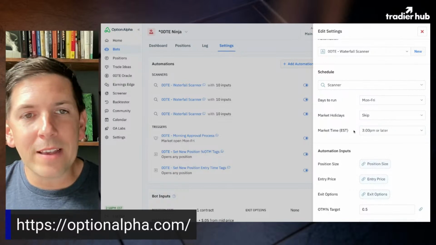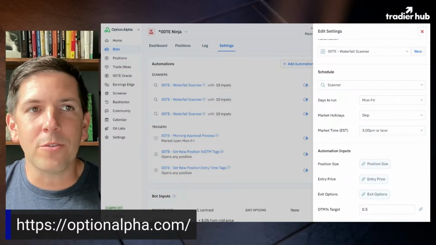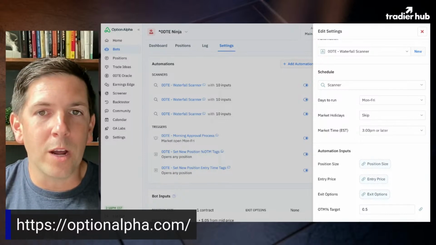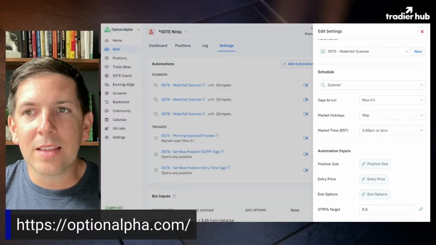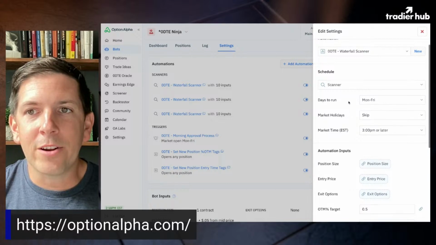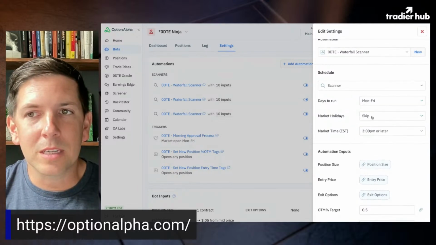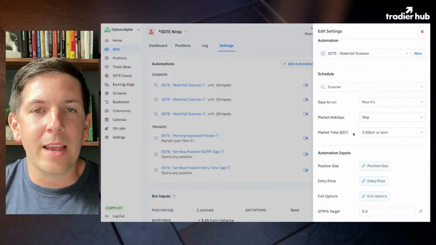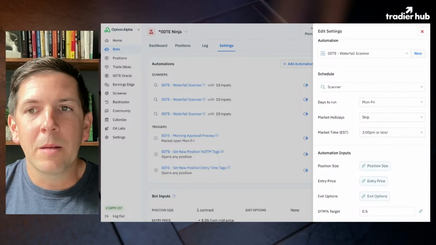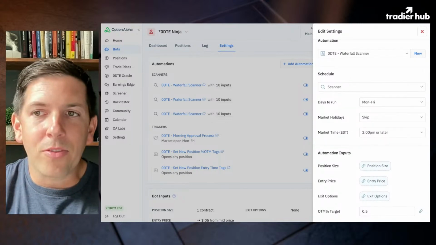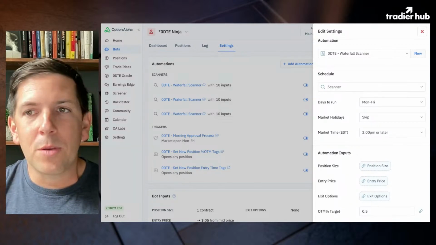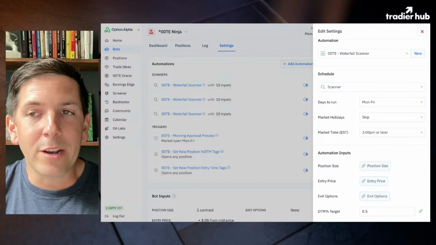And so that's a very easy setting, because all you have to do is set up your scanner automation and tell your bot what you want it to scan. Then inside the settings, when you're setting up your scanner, tell it what days to run, whether to skip holidays or not, and what market time to run. That's it. Just say, hey, I only want to run this particular scanner at 3 p.m. or later. It'll basically start every day at 3 p.m.